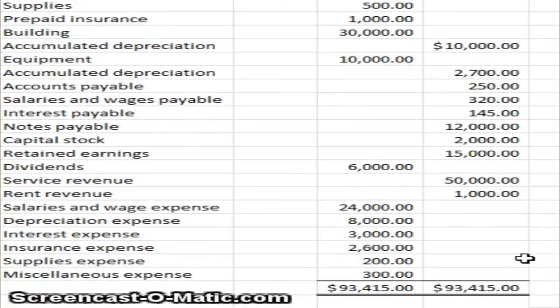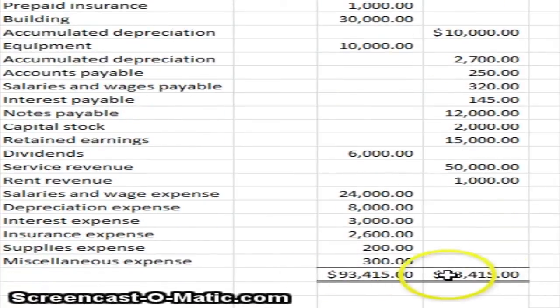At the very bottom of our report, you'll see here that we have totals for each column. We've totaled the debit column, we've totaled the credit column. They equal, or balance. This still does have to balance. Your debits have to equal your credits. The trial balance is used to make sure that there is a mathematical equality between the debits and the credits. In other words, all of your debits equal all of your credits.